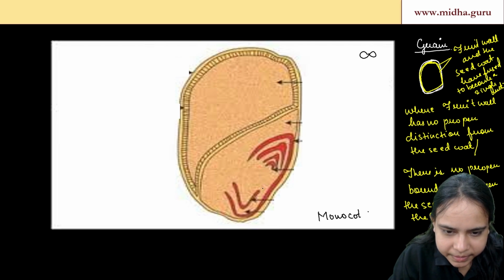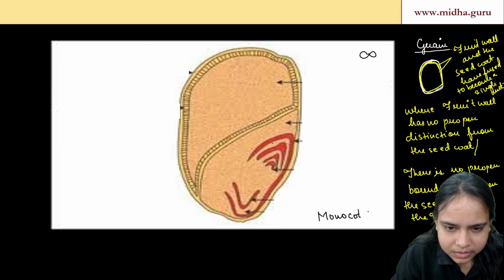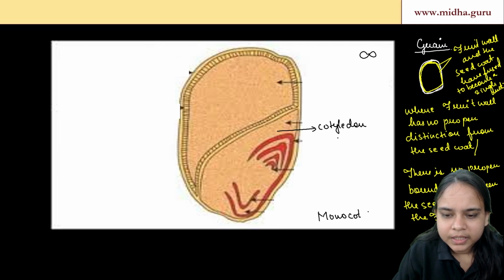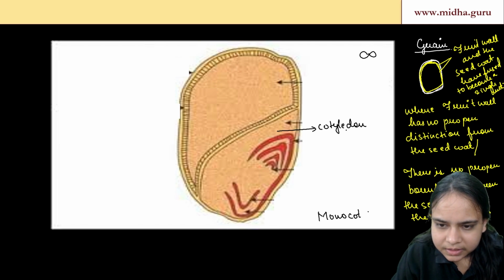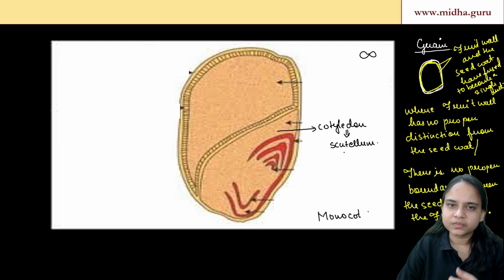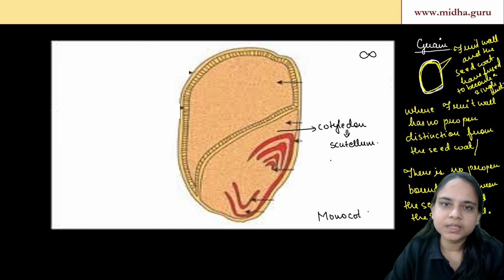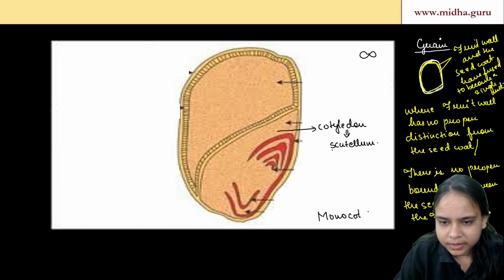See, this space is called the cotyledon. And in monocot, cotyledon is termed as scutellum. So the question can arise like this: the other term used for cotyledon in case of monocot is scutellum.